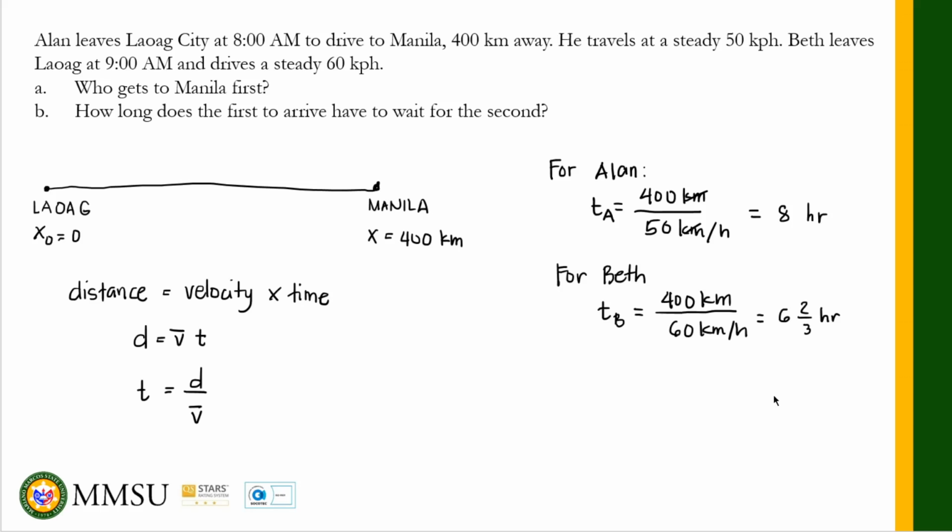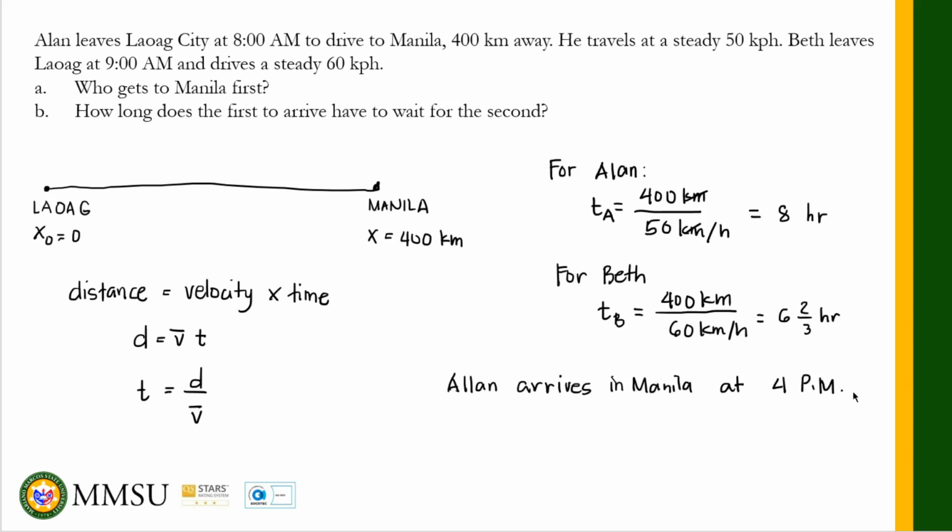Now, Alan started traveling at 8 a.m. and Beth started traveling at 9, so there is a 1 hour difference. Alan will arrive in Manila after exactly 8 hours. So 8 hours from 8 a.m. is 4 p.m. That's 8 hours.